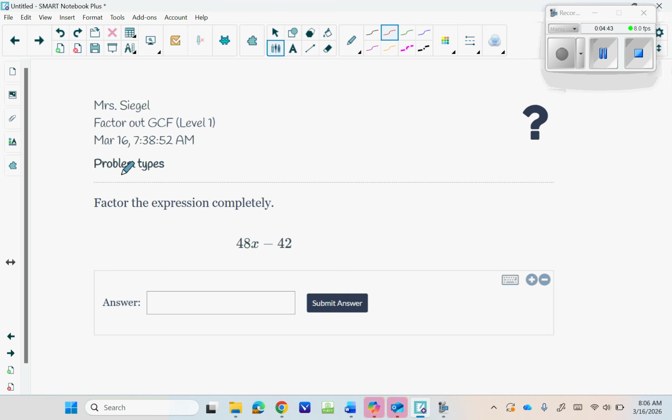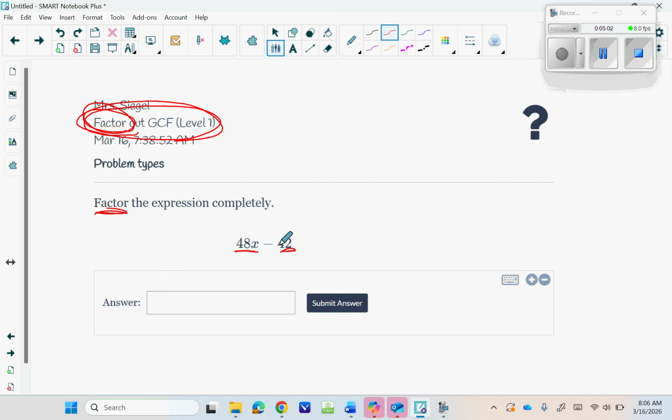Okay, now on this next objective right here, we're actually factoring out. Before, we've just found the GCF, and we're still going to need the GCF, but now we're going to actually have to factor. And this is what this unit is talking about. So again, this one might be a little bit tricky for some of you.